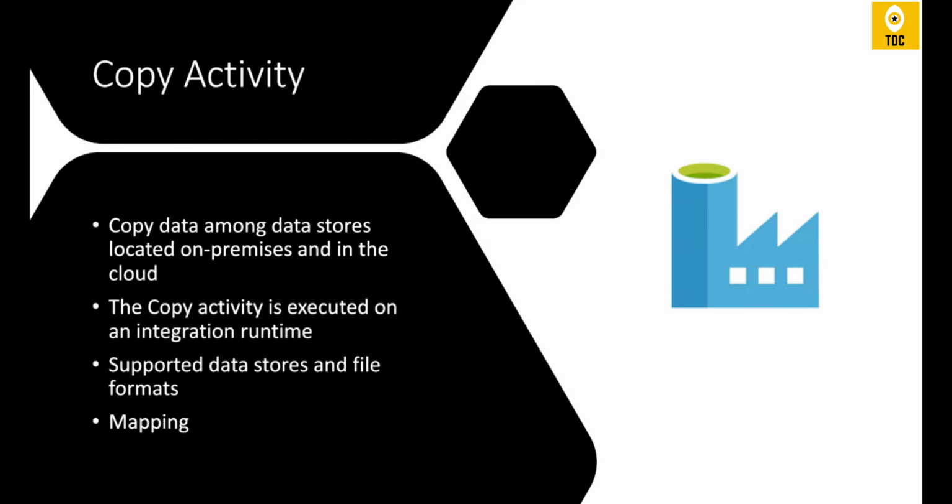And if you see here, it copies data among data stores located on premise and in the cloud. Basically, this activity is capable of bringing the data from on-premise or cloud sources, and also publishing it back to on-premise databases, files and locations, or to locations in the cloud. And the copy activity is executed on the integration runtime.